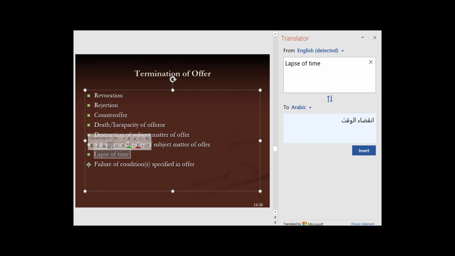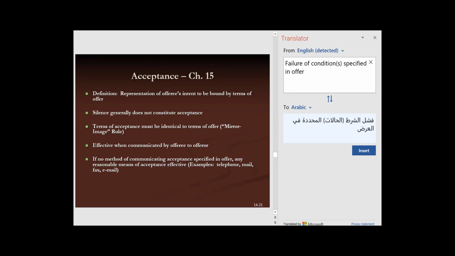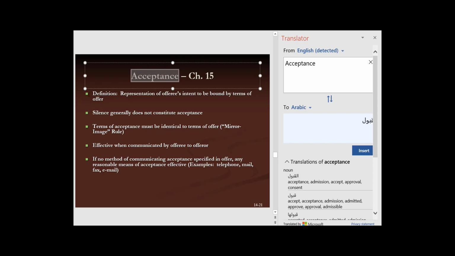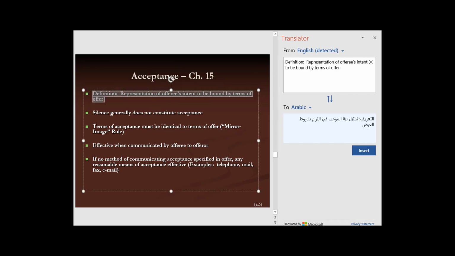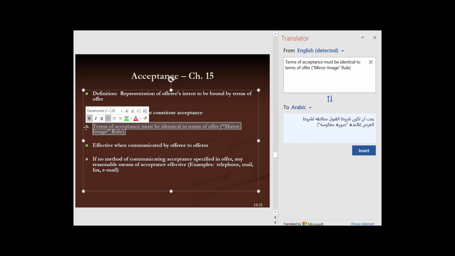Acceptance. The key thing is silence is generally not acceptance. And that's what the standard is internationally. Terms of acceptance must be identical. The mirror image rule. So they're going to test you on the mirror image rule. It means that when somebody makes you an offer, you cannot change it. You have to agree with all the terms of the offer.